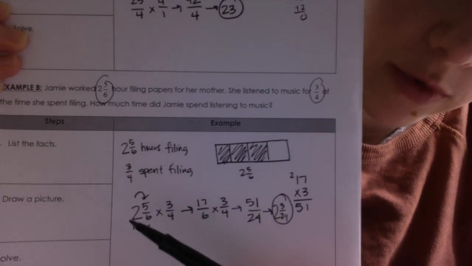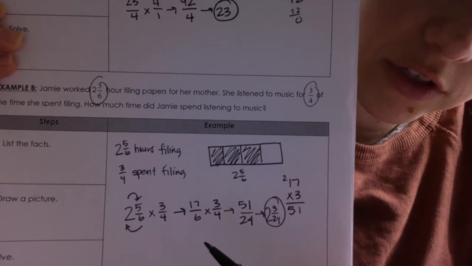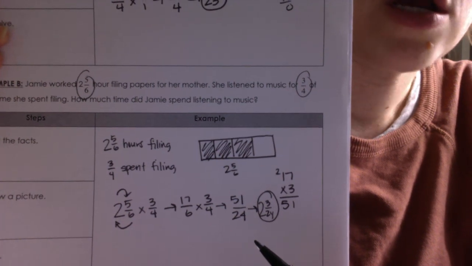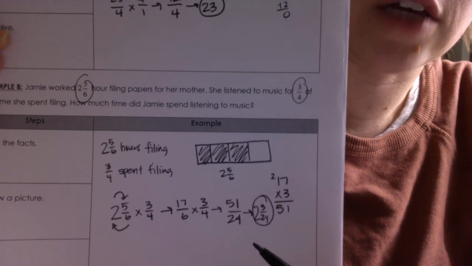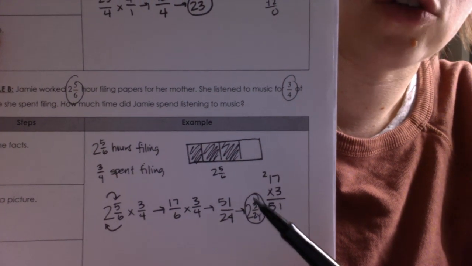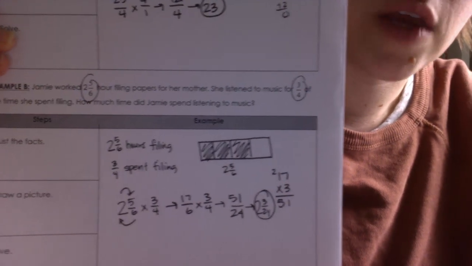Again, convert your mixed number to an improper fraction, which gives you 17 over 6, times 3 over 4 is going to give you 51 over 24, which when you actually divide it is going to give you 2 3/24, because 24 goes into 51 2 whole times with 3 left over.